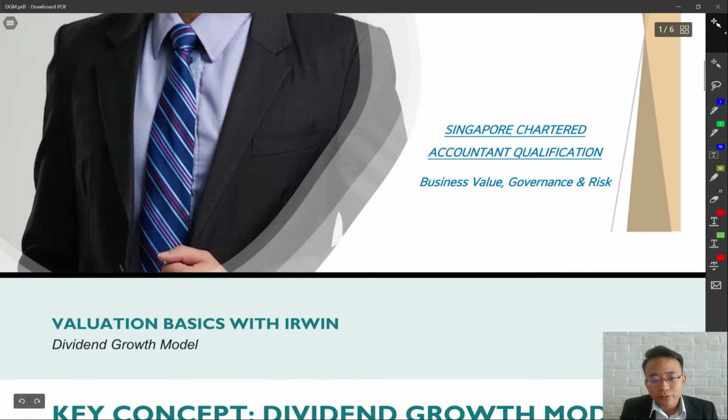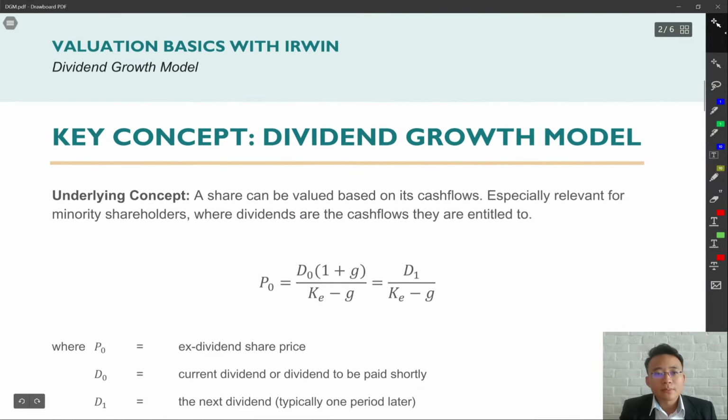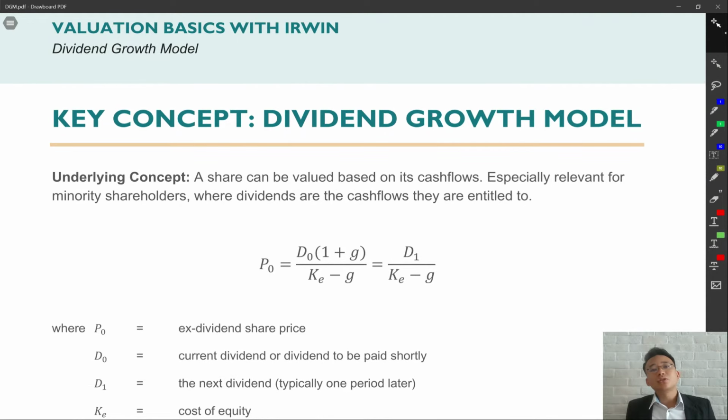So let's move straight away to the dividend growth model here. Now, in the Singapore Chartered Accountant program, this is assumed knowledge. Let's look at what it is. Basically, it is the underlying concept of how you can value a share based on its cash flows.